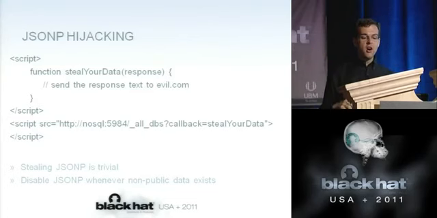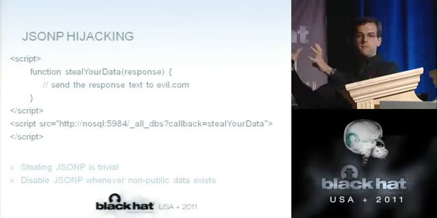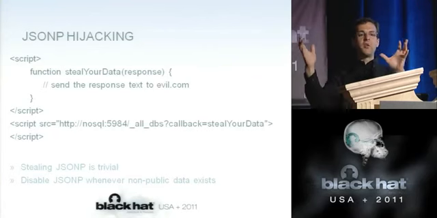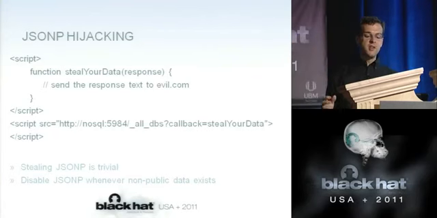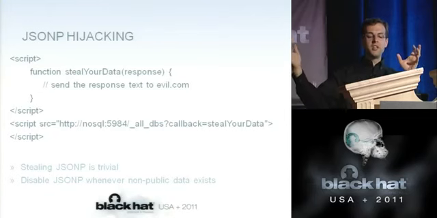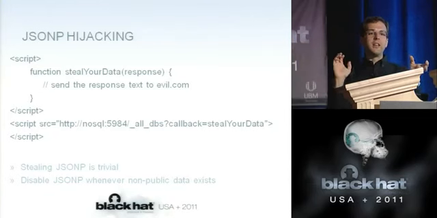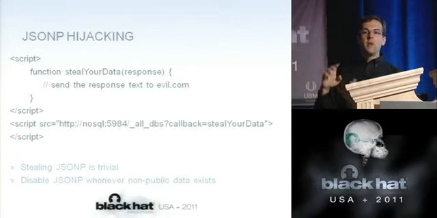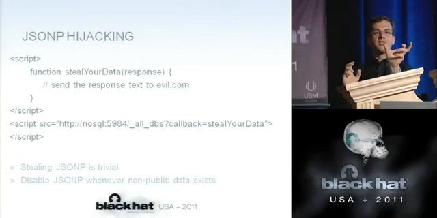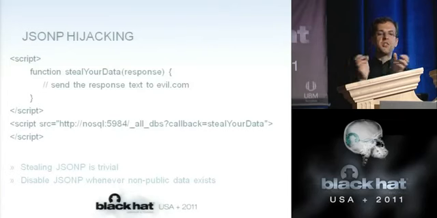So you basically say, all right, instead of saying NoSQL 5984 all DBs, give that back to me as JSON, you say NoSQL 5984 all DBs with a callback of foo, or steal your data. And what will come back from the server is not just the raw JSON, but it'll be wrapped in a method called foo, or steal your data, or whatever it is that you specify.